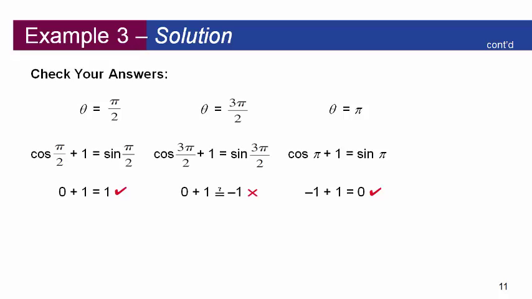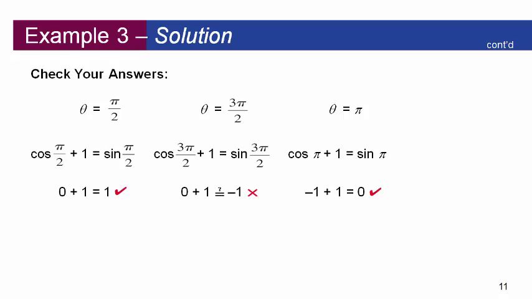Because we squared both sides, we introduced the possibility of a second solution that might not work in the original equation. So we have to try them. So we take all three of those solutions, pi over 2, 3 pi over 2, and 0, plug them into the original equation, and make sure it works, right? The original equation was cosine theta plus 1 equals sine theta.